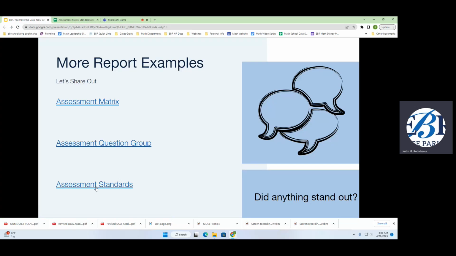So again, these are just a few opportunities that you would have, and these are just a few examples of reports. There are many more reports that Illuminate has to offer.